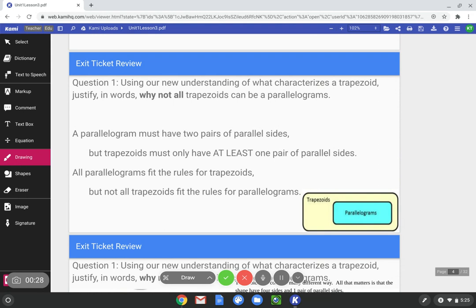So, question 1. Using our new understanding of what characterizes a trapezoid, justify in your words why not all trapezoids can be parallelograms. So remember this picture? This picture is a great example of how all parallelograms are trapezoids, but not all trapezoids are parallelograms. So let's just go by the definition. What is the definition of a trapezoid?